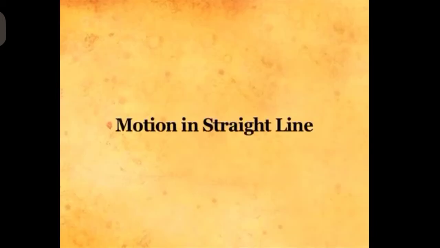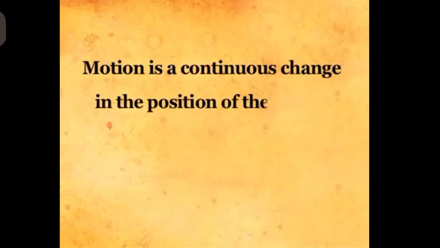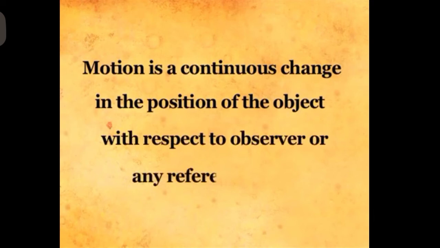Institute of Open Schooling, and today we are going to discuss motion in a straight line. Before starting the motion in a straight line, we must learn about motion. So, motion is a continuous change in the position of the object with respect to an observer or any reference point.